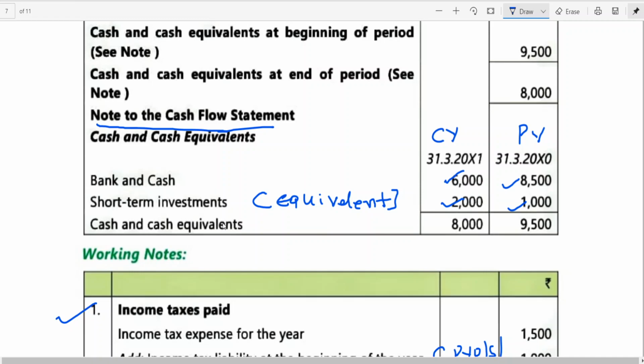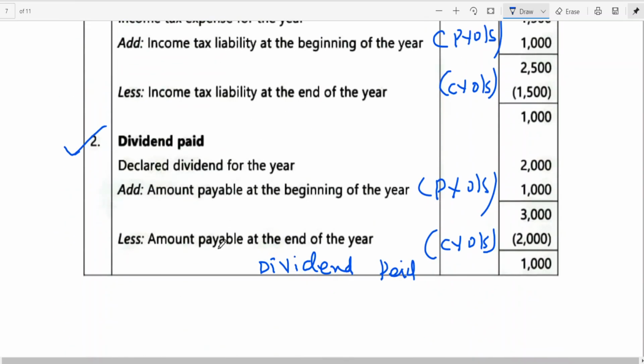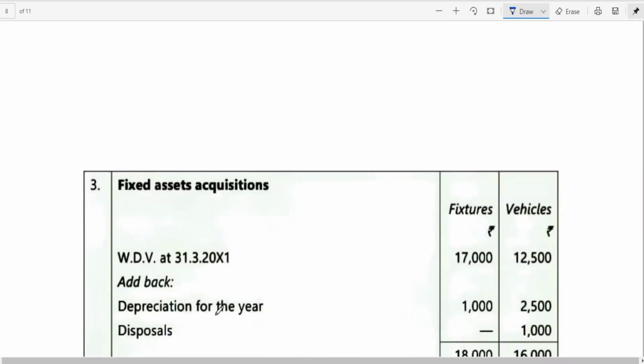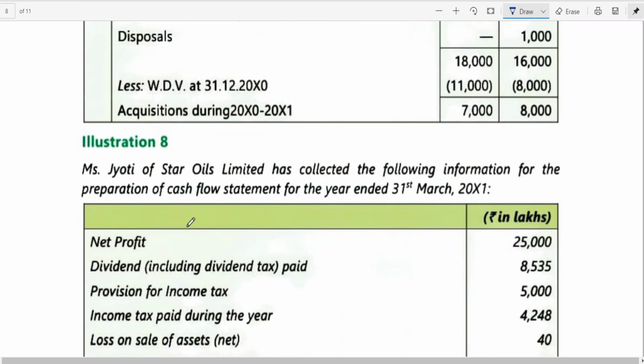Okay, now let me take you to one more problem, my dear friends, that is illustration number 8. I hope you all are following this. Now 8th illustration, if you look into it, Ms. Jyoti of Star Oils Limited has collected the following information for the preparation of cash flow statement for the year ended 31st March 2011. The net profit they have already given. Net profit 25,000.